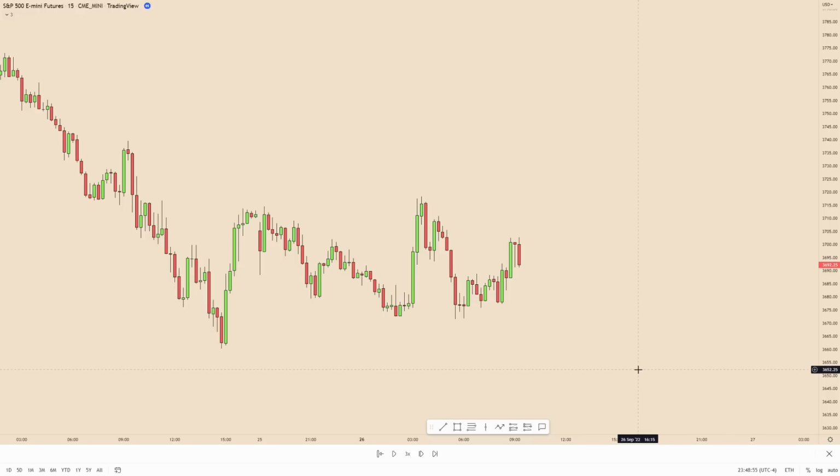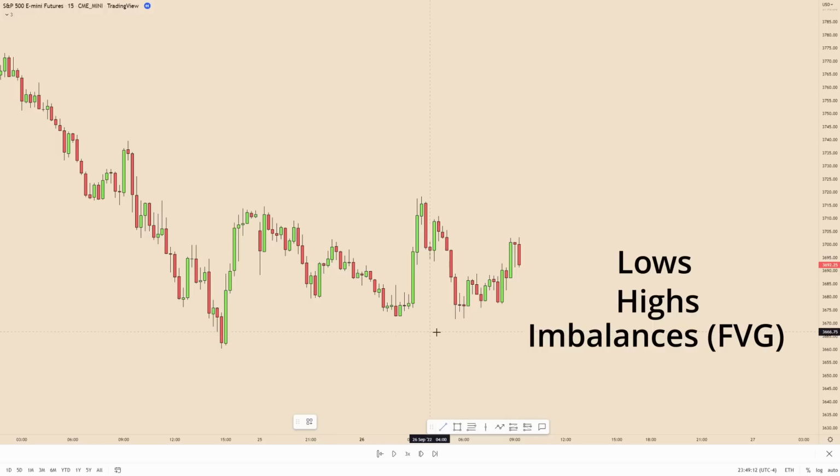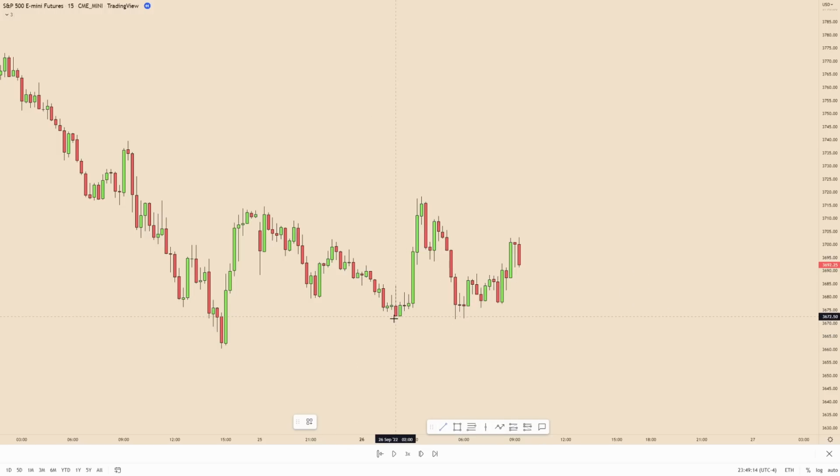So getting into it, the first thing we're going to do is mark out our point of interest on our higher time frame, and in this case, the 15-minute chart. We're looking for lows, highs, imbalances. So if you're looking right here, we have some relative equal lows right in here, an old low right here. We have some highs right here that were taken out here. So this would be our level we're looking at there.